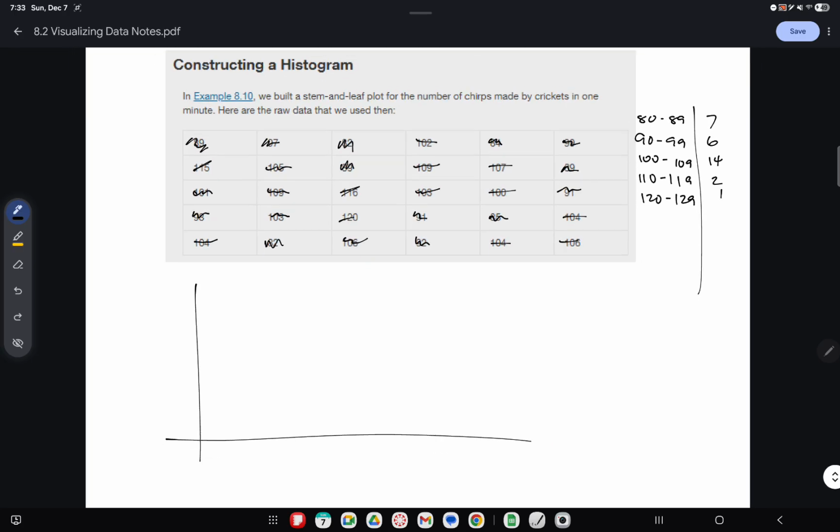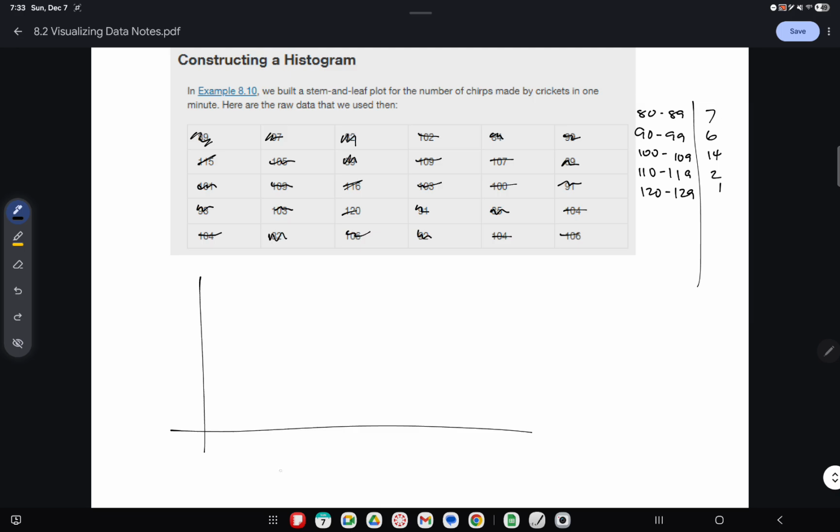So, alright. Can make my little chart or bins here. 80 to 89. 90 to 99, 100 to 109, 110 to 119, and then 120 to 129. And then again, the highest is 14. So we'll start here at 0. 1, 2, 4, 6, 8, 10, 12, 14.